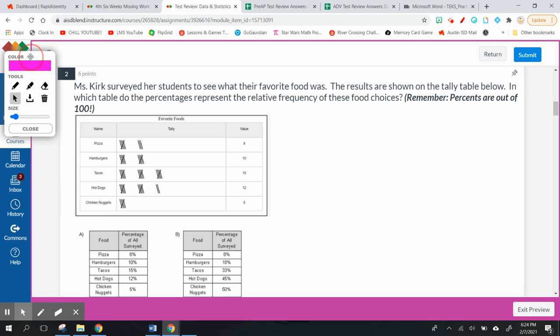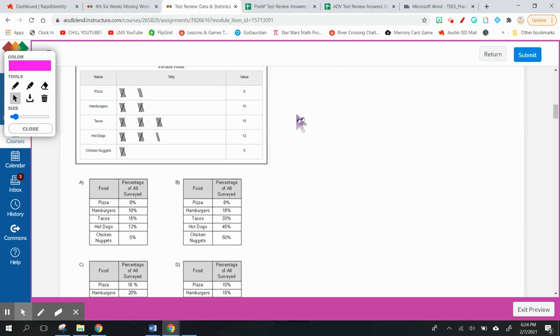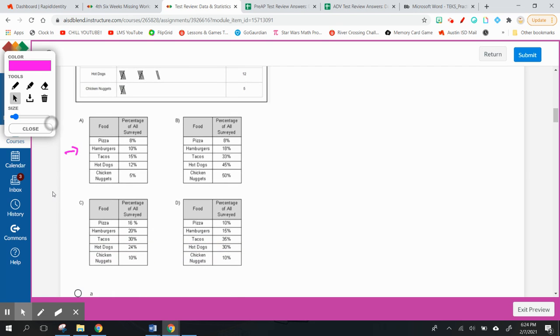All right, so basically we're trying to match up our tally table with a percentage table down below. So I want us, again, to work smarter, not harder. I want us to look at our answer choices and see if there are any that just seem absolutely unreasonable. For example, I see chicken nuggets. Chicken nuggets is the lowest out of all of them, right? And only 5 people said they prefer chicken nuggets. Which answer choice can we get rid of because it is unreasonable?